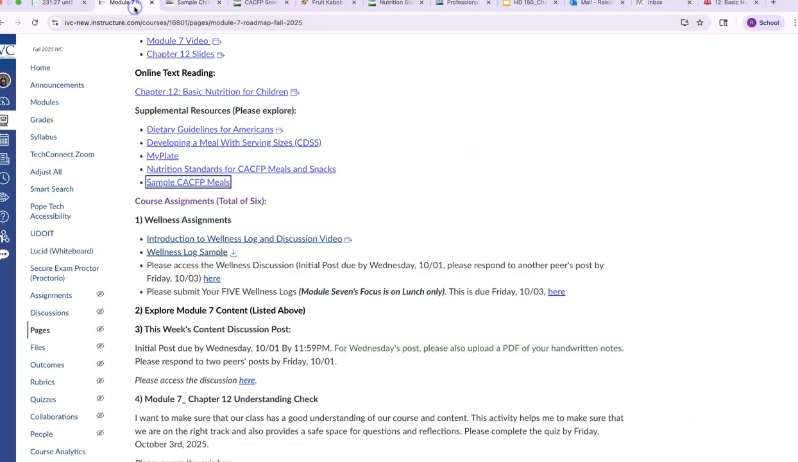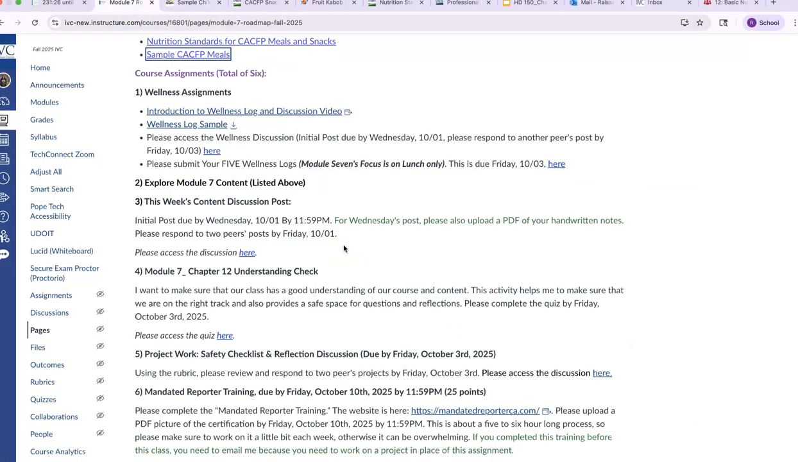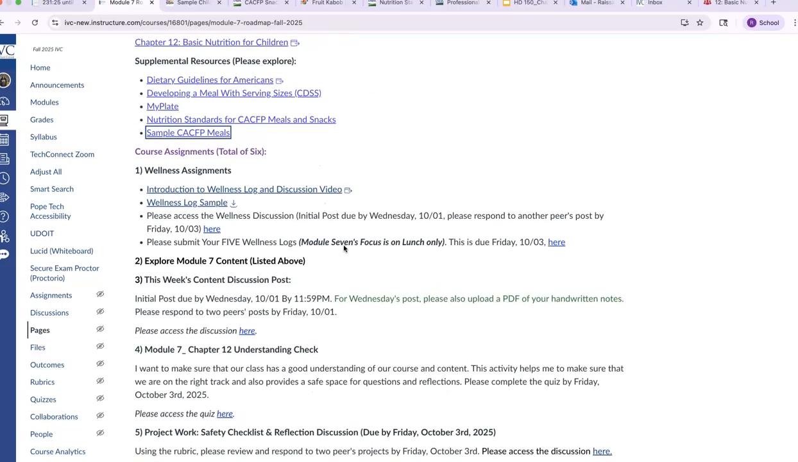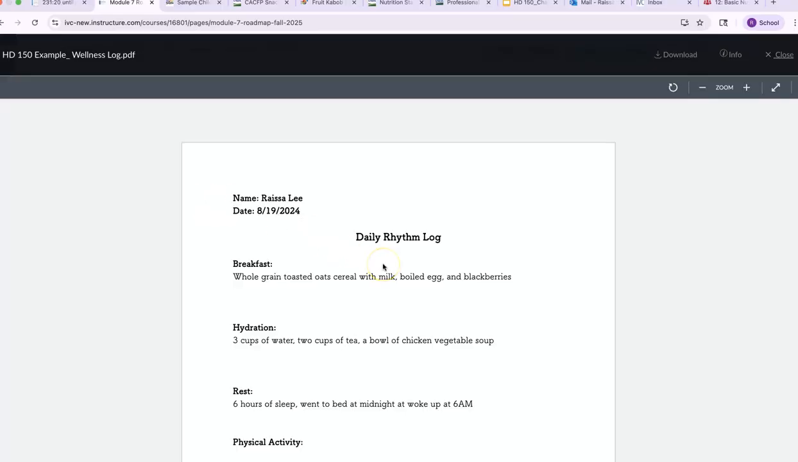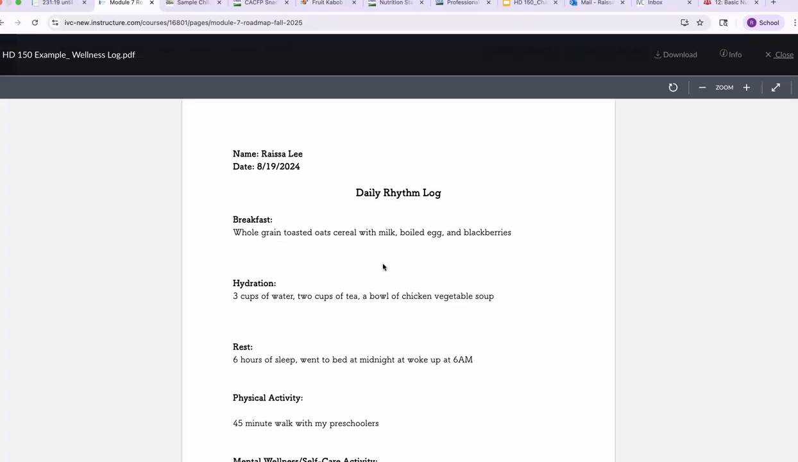All right, so moving on. For this week, you have 6 assignments. You're going to do your wellness logs. A lot of people aren't getting their wellness logs right. They'll just talk about the food that they eat. But when we talk about wellness, we're not just talking about the food. So this week we're doing lunch. This sample says breakfast, but this week we are focusing on lunch.